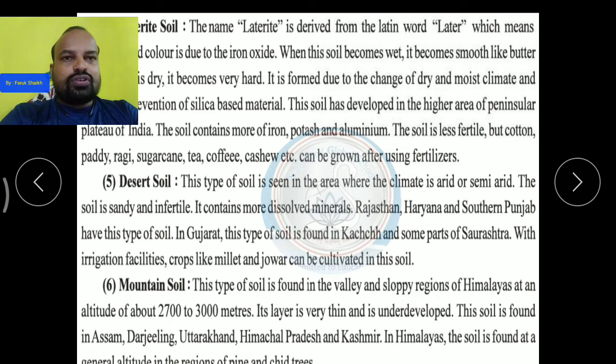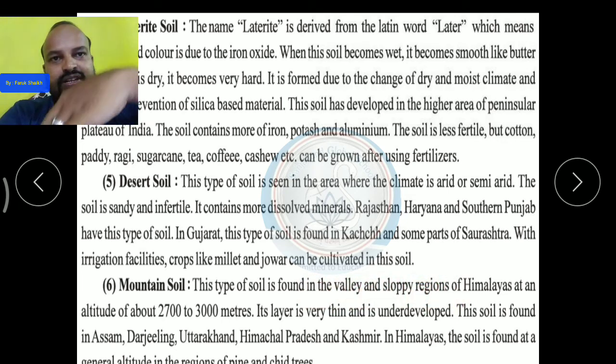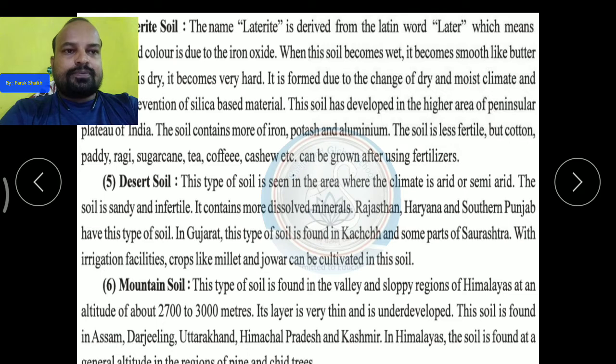Number six is the mountain soil. As you heard the name, mountain soil is the soil found on the mountain, in the altitude. This type of soil is found in the valley and sloping regions of the Himalaya, at an altitude of about 2700 to 3000 meters.